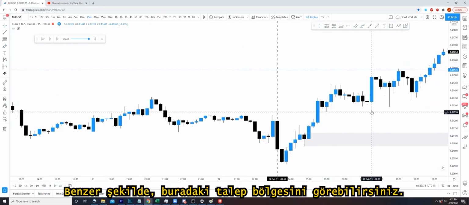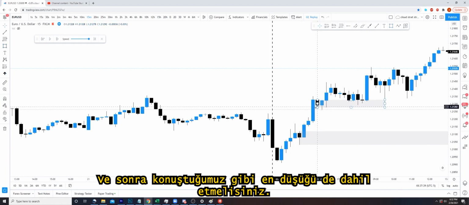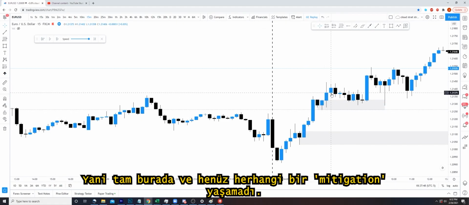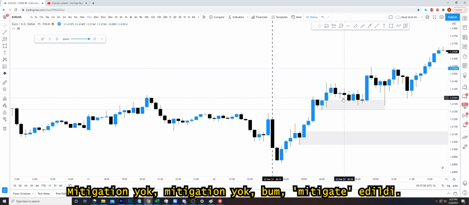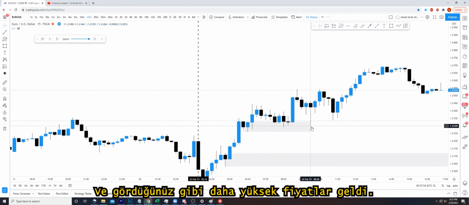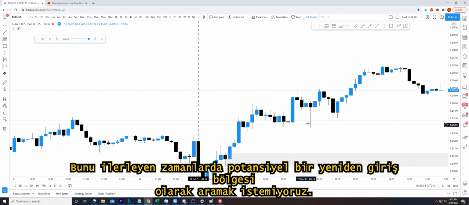Similarly, you can see this demand zone here. This demand zone was this area here, and then you have to include the low like we spoke about. So we include the low. We notice it only became valid, not on this candle, but when it traded above, so right here. And it has not had any mitigation yet, no mitigation, no mitigation. Boom, mitigated. And as you can see, higher prices were delivered. This area has now become invalidated. We don't want to look for it as a potential re-entry area later down the line.